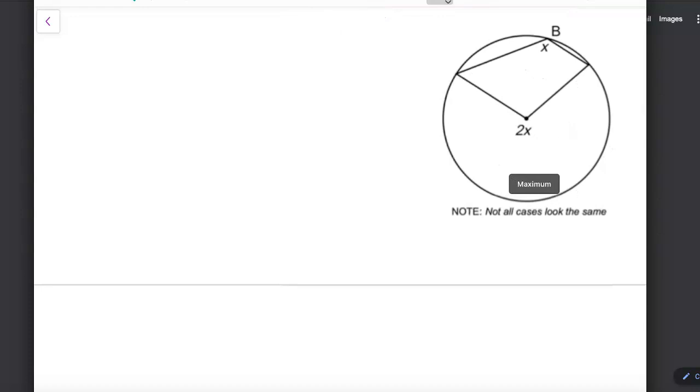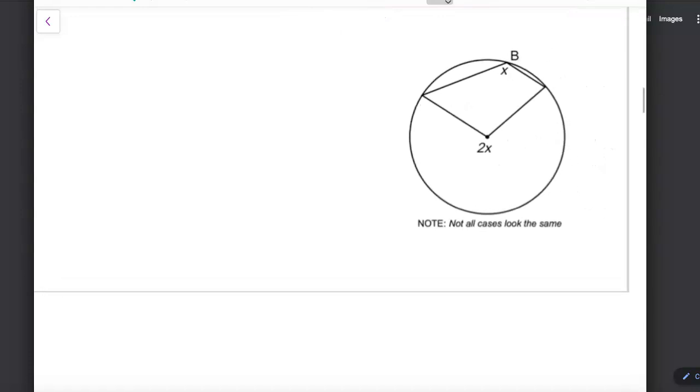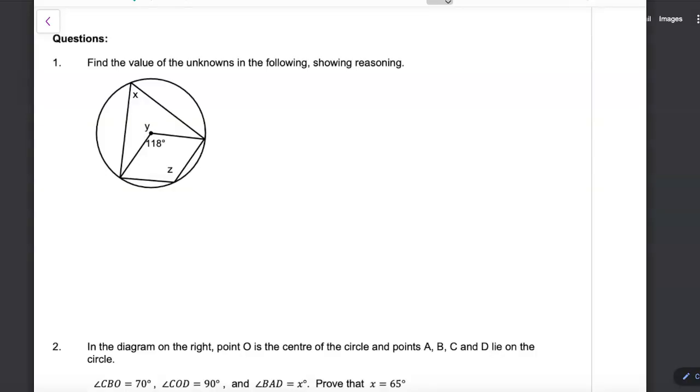Just to note that this theorem doesn't always look really nice as in our example, first one that we've proven. We might actually get points on an arc like so. We could call this point A, we could call this point C, and we can see the angle at the centre is actually a reflex angle. It is still twice the angle at the circumference when it's subtended by that same arc through AC.